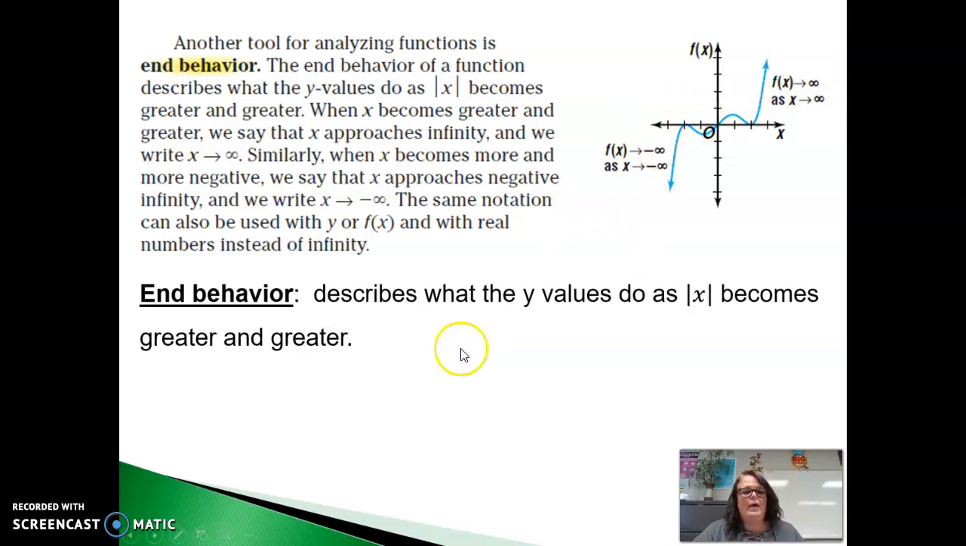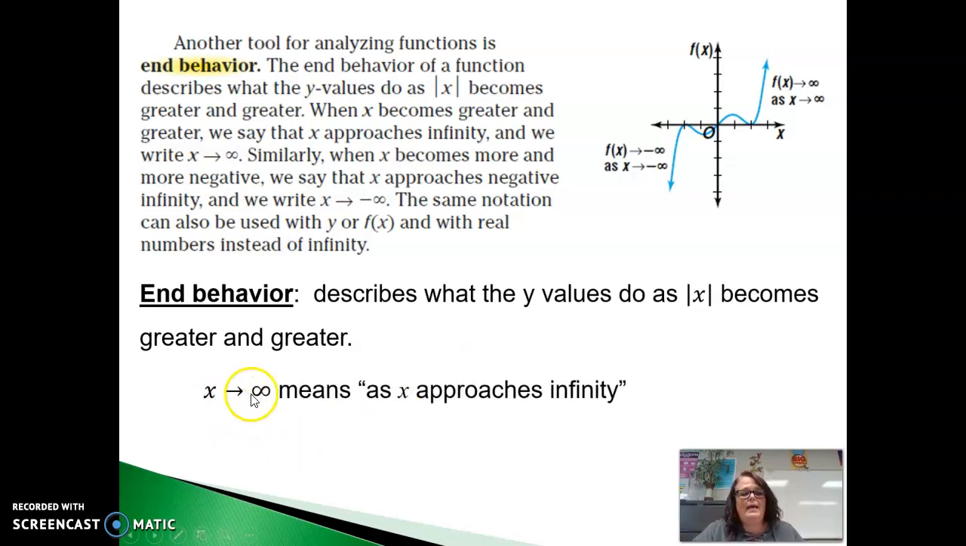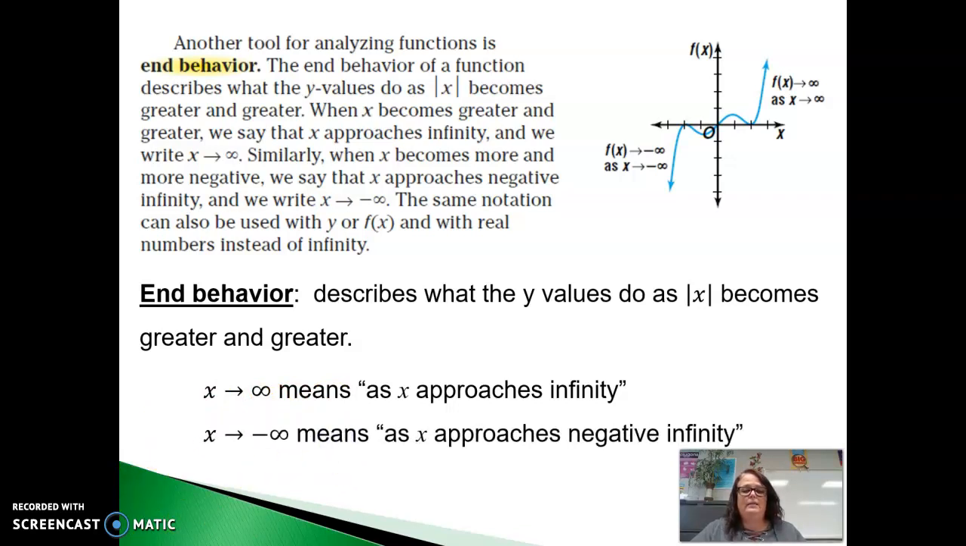End behavior describes what the y value is going to do as the absolute value of x becomes greater and greater. When we see x with an arrow and an infinity sign, the way we say that is as x approaches infinity. Recognize that infinity is an idea, it's not a number. We're never going to actually reach infinity because you could always add 1. But as we get bigger and bigger, what's happening to y? If we see x with an arrow and a negative infinity, that's saying as x approaches negative infinity.